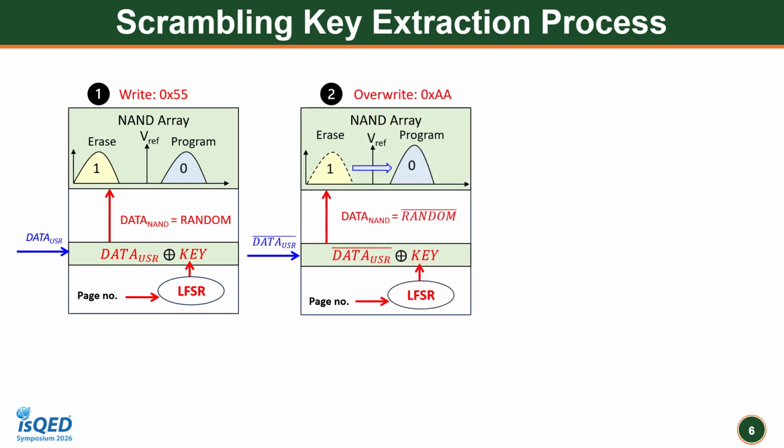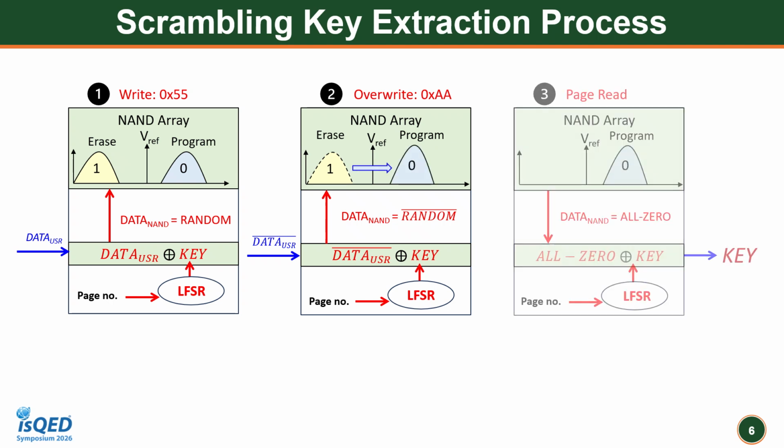And then the next step is, without an erase operation in between, we will program the inverted pattern of the previous pattern. So let's say if you do all 55 in the first step, then in the overwrite step, the next step will be the inverse of all 55, which is all AA. So what would happen is the all AA will get XORed with the same key, and that would generate the inverted randomized pattern. And as you can see here in the NAND array, the erase state will move to the program state, and the program state will remain in the program state.